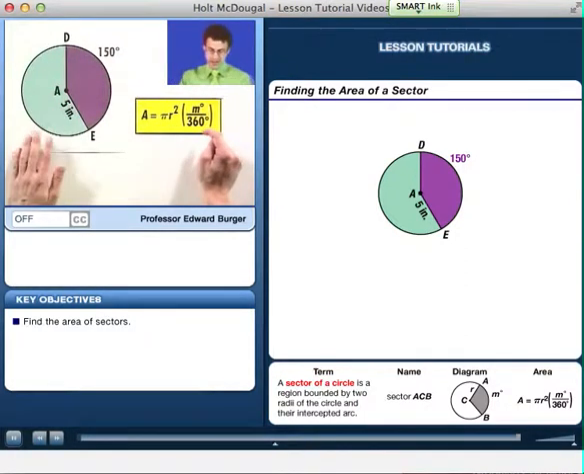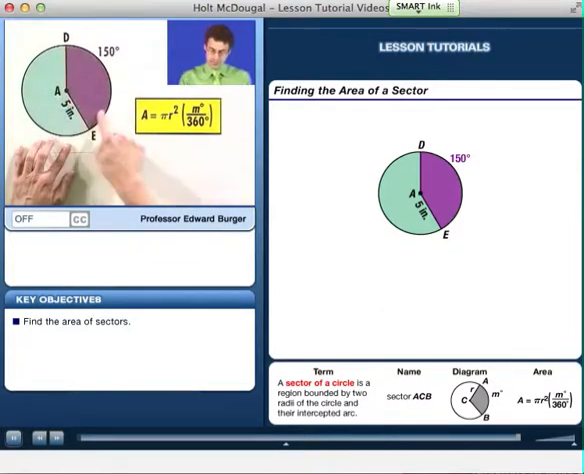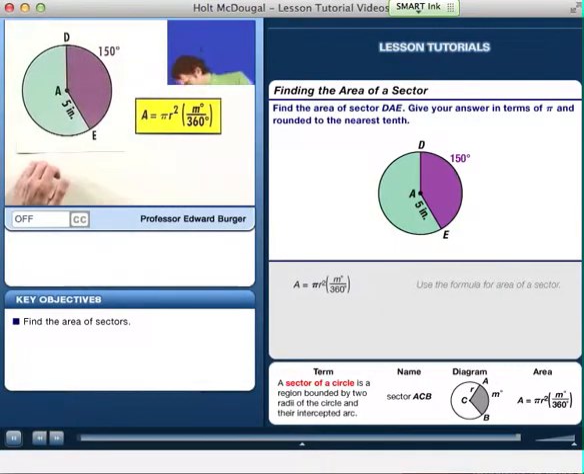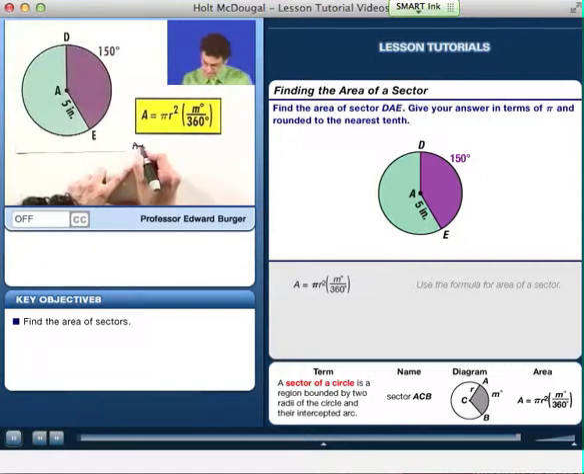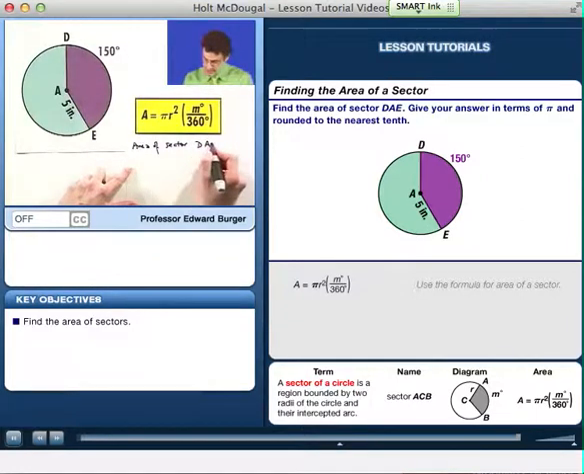So, for example, here, suppose that we want to find the area of the purple sector. So that would be the area of the purple sector, DAE. How would we do that? Well, we would just find out what fraction of the area we should consider. It's not really a big deal. So if you want to find the area of sector DAE, purple, that would equal pi r squared.